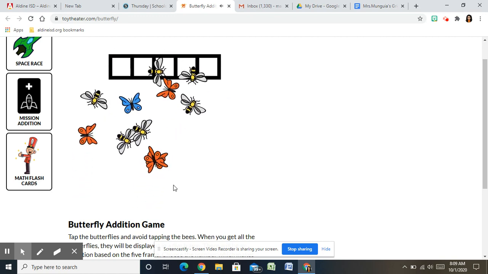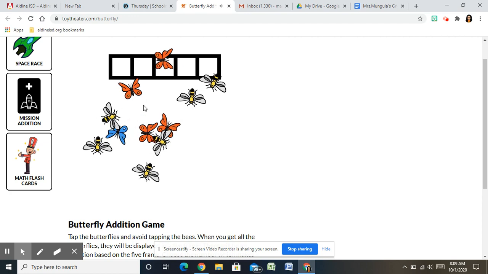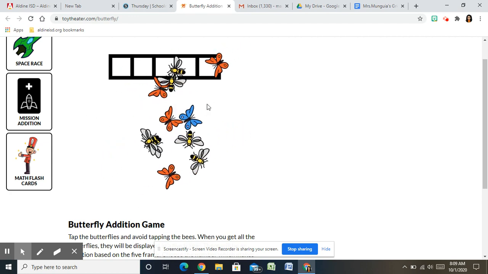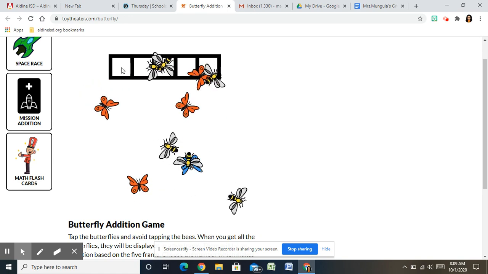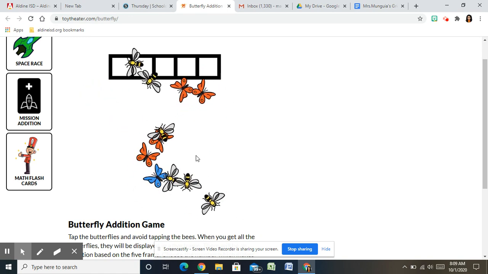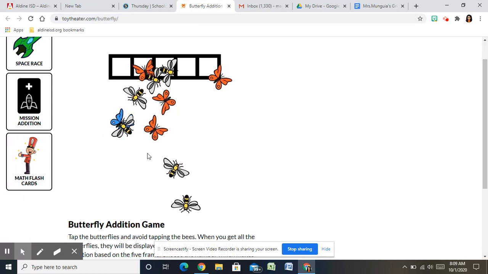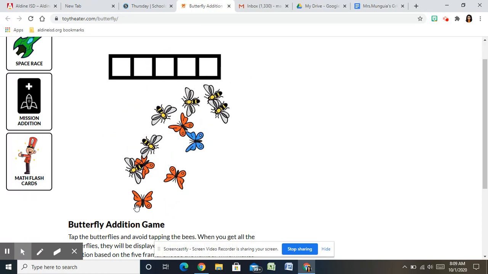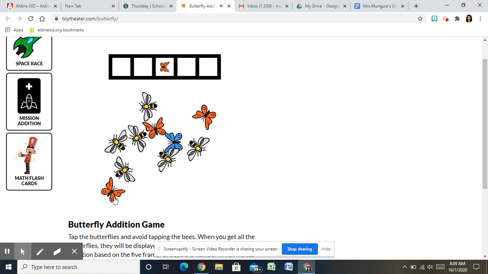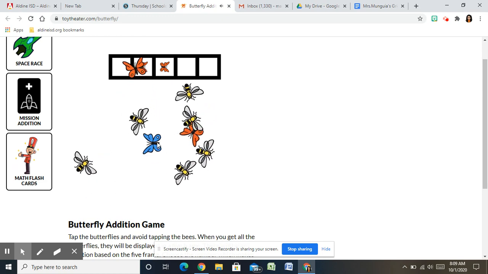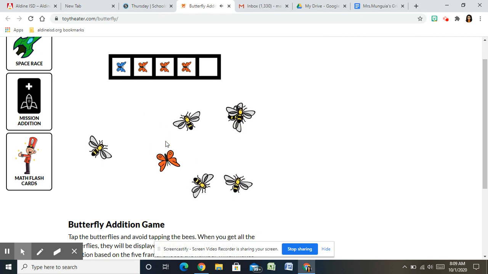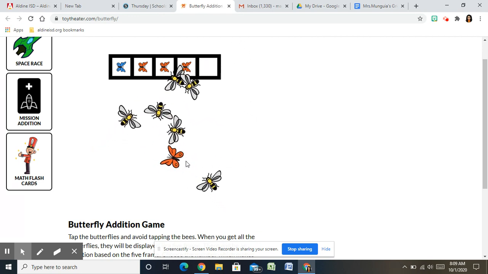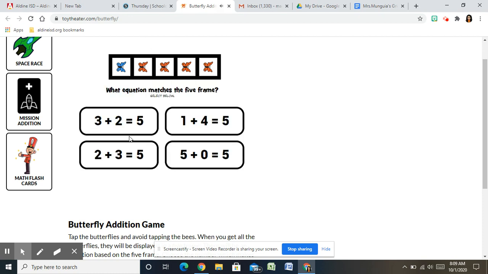Level 3, it starts changing now, because now you have practice. So now remember, you're not going to touch the bees, only the butterflies. Remember, you're using a 5-frame to solve the problem. And then at the end, you're going to choose a number sentence to match. So let me see. And they're moving faster now. Okay, this one's moving slow. Come on, he's just trying to get away from me.